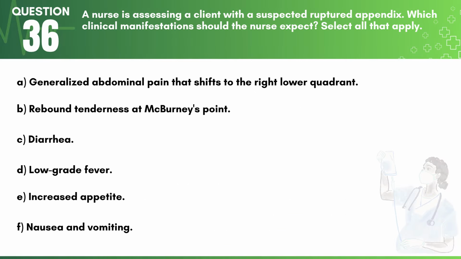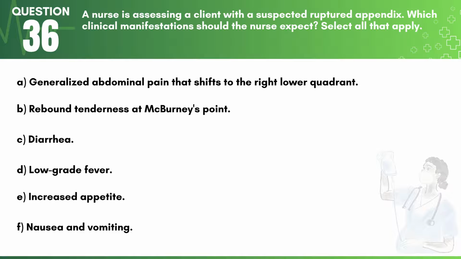Question 36. A nurse is assessing a client with a suspected ruptured appendix. Which clinical manifestations should the nurse expect? Select all that apply. A. Generalized abdominal pain that shifts to the right lower quadrant.